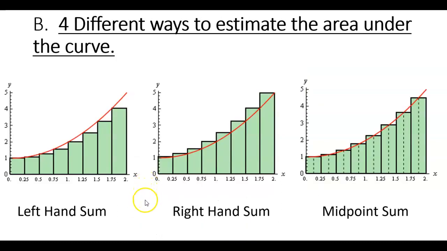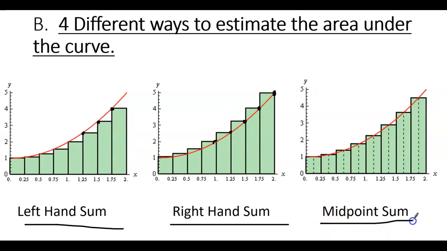So there's 4 different ways we're going to estimate area under the curve using geometry in this class. One way is with a left-handed sum. They call it that because for each rectangle, the left corner is what's touching the curve. A right-handed sum is where the right corner of each rectangle is touching the curve. A midpoint sum is a sum where the rectangle's midpoints are touching the curve.